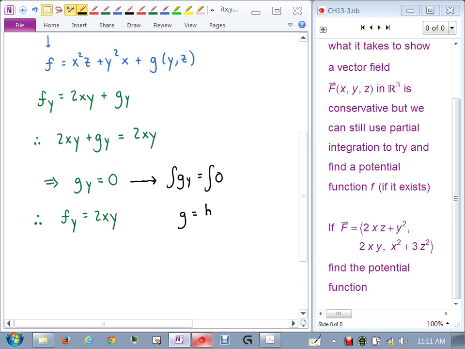So here's the way I'm going to write it. It could be just a function of z, right? G could be, but it can't have y's in it anymore. So g is exactly some function of z. Make sense? So now I'll rewrite this again. I know that my f is equal to x squared y plus y squared x plus g of z, which I just determined must be some function of just z.